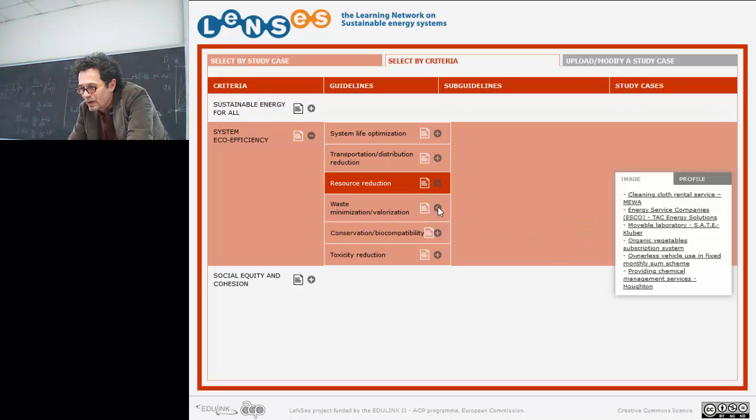Okay. Waste minimization. Here I have fewer examples. We will go a bit faster if this mouse lets me.